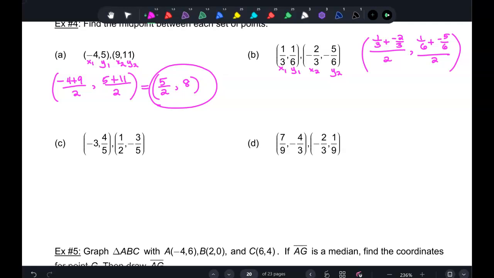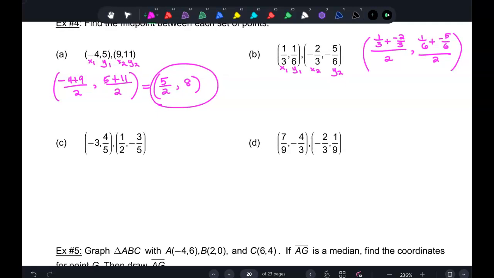Will it always be like this or no? No. What do I get in the numerator? Negative 1/3 over 2. Why is it negative 1/3? Because it's 1/3 minus 2/3.